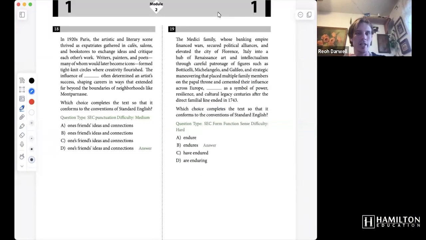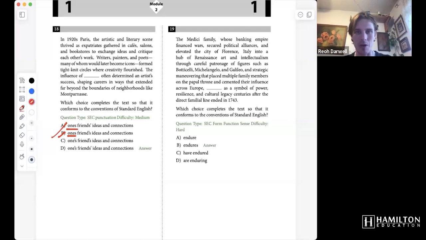All right, so question 18, we have a punctuation question asking us about possession and number. All right, so I'm just going to go through and reveal why each answer choice is wrong or right. So A and B are both wrong because ones without the apostrophe means that there's just more than one. All right, now that kind of sounds confusing, right?